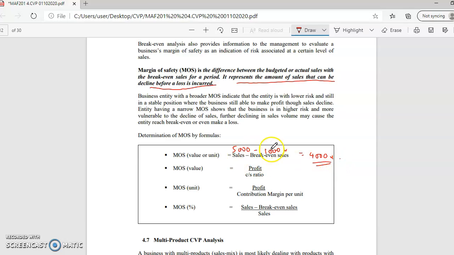Because losses will be incurred after your sales is lower than 1,000 units. So now you have sales of 5,000, which is good. 5,000 minus 1,000 is 4,000 margin of safety. So the higher the margin of safety, the better for the company. Alright.